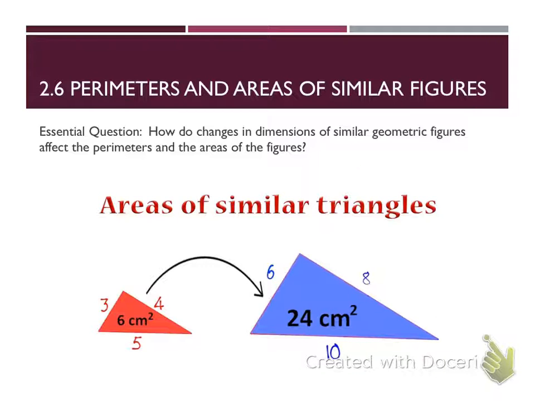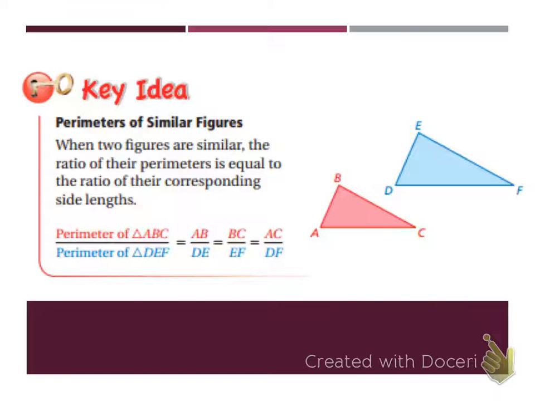This is lesson 2.6, perimeters and areas of similar figures. The essential question here is how do changes in the dimensions of similar geometric figures affect the perimeters and the areas of the figures. So first off, our key idea here is perimeters of similar figures. When two figures are similar, the ratio of their perimeters is equal to the ratio of their corresponding side lengths.